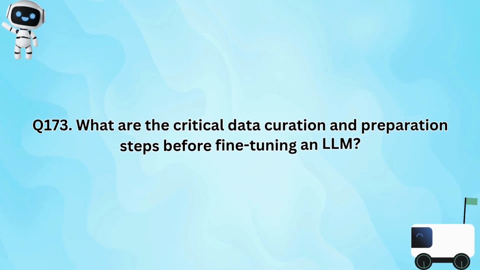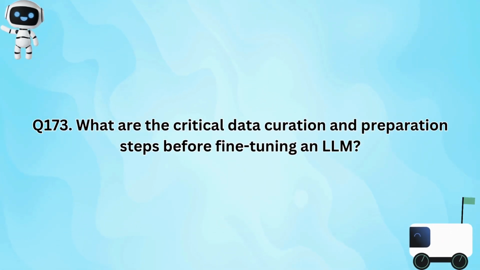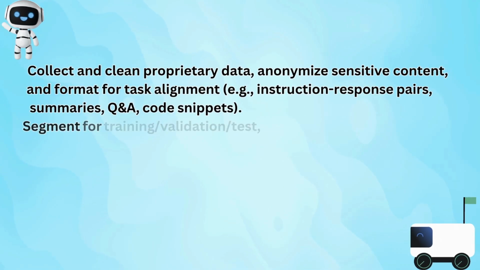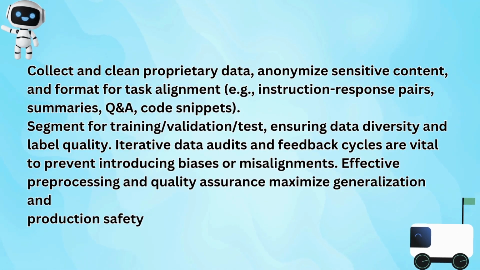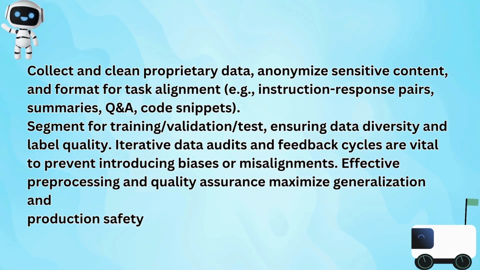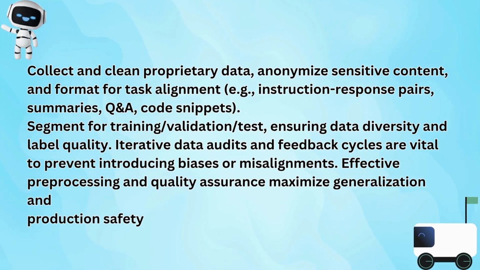What are the critical data curation and preparation steps before fine-tuning an LLM? Collect and clean proprietary data, anonymize sensitive content, and format for task alignment. Examples are instruction-response pairs, summaries, Q&A, code snippets. Segment for training, validation, and test, ensuring data diversity and label quality. Iterative data audits and feedback cycles are vital to prevent introducing biases or misalignments. Effective pre-processing and quality assurance maximize generalization and production safety.